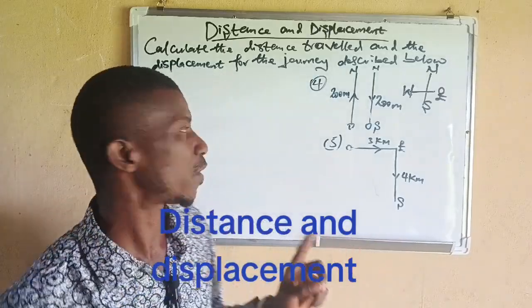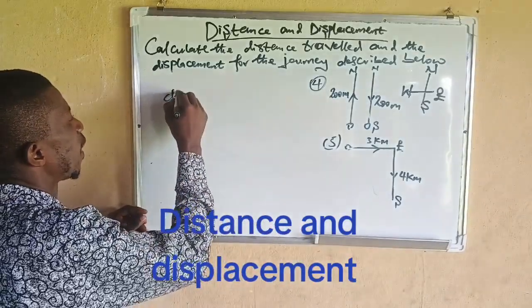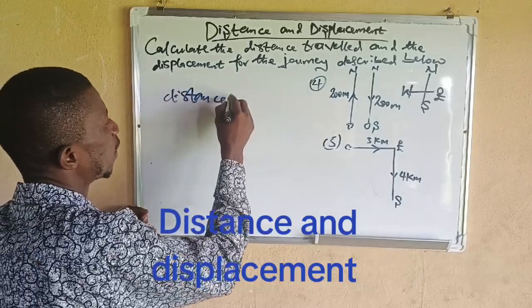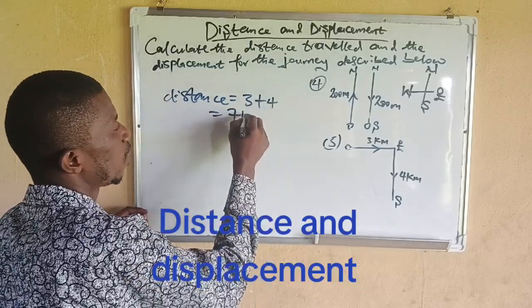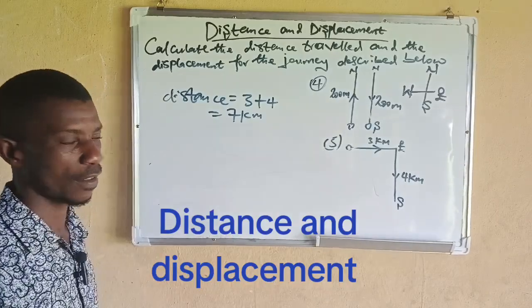That will give you the what? The distance. So the distance there is going to be 3 plus what? 4. And that is what? 7 kilometers. That is the distance.